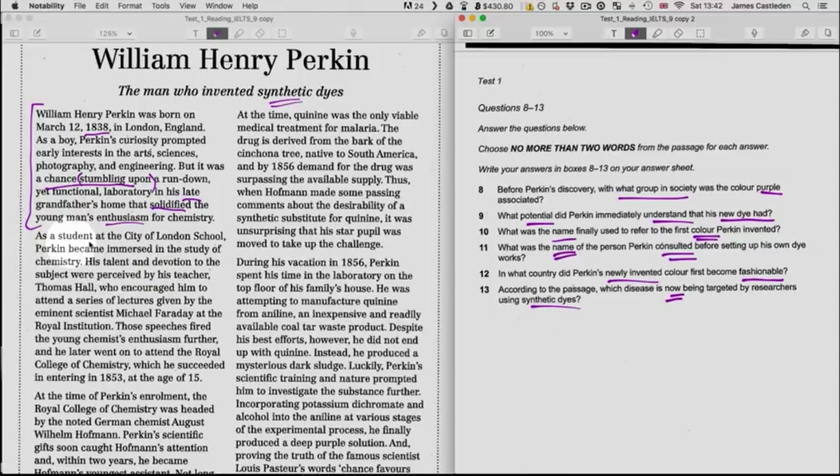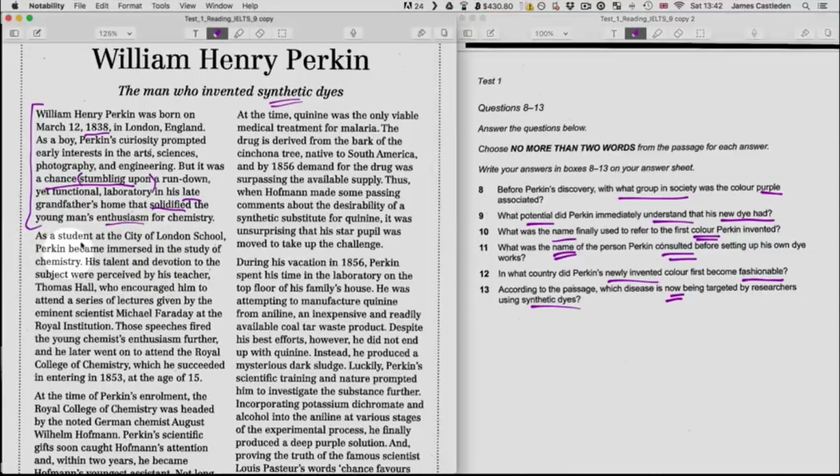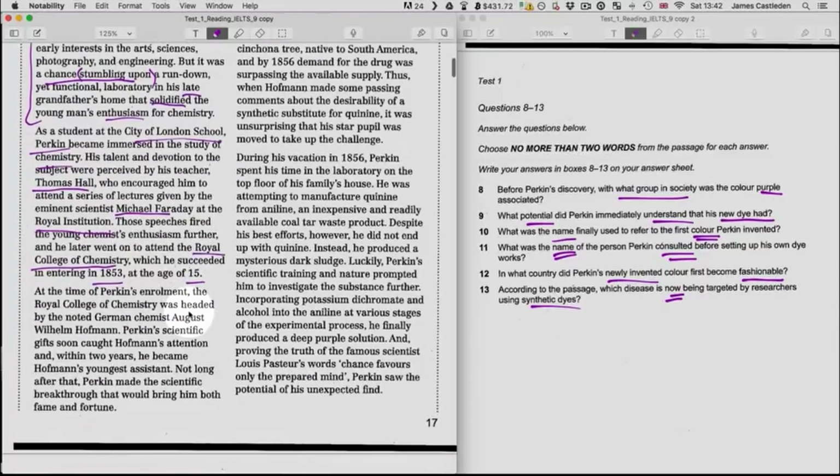So let's read this. As a student of the City of London School, he became interested in chemistry. Right. Then the next thing, we're going to start with these capitalized letters. Here's another capitalized letter, and then numbers here. So the age of 15, College of Chemistry, Royal Institution, and there's the Royal again. Okay, and we're going to carry on with this.